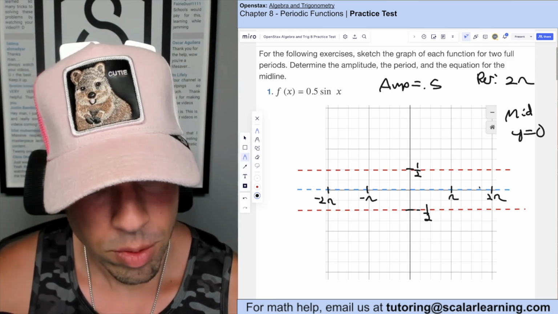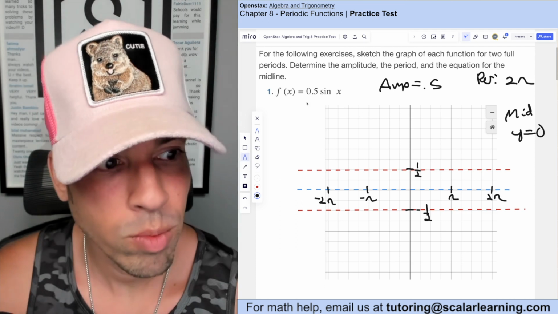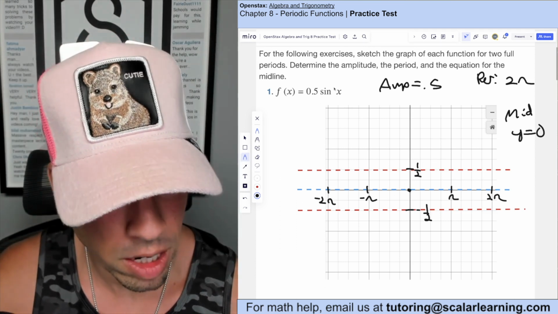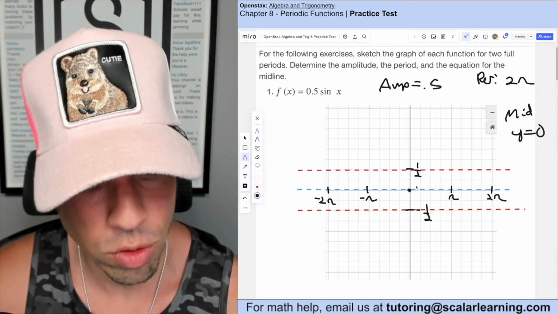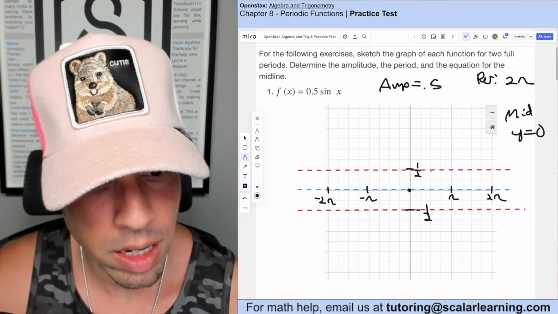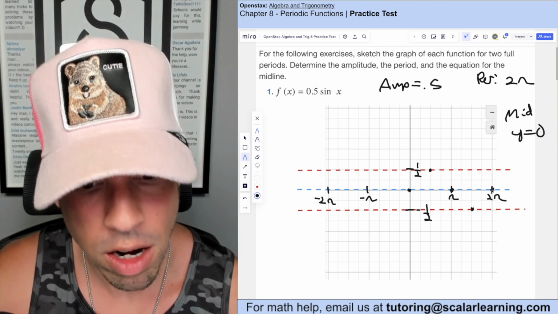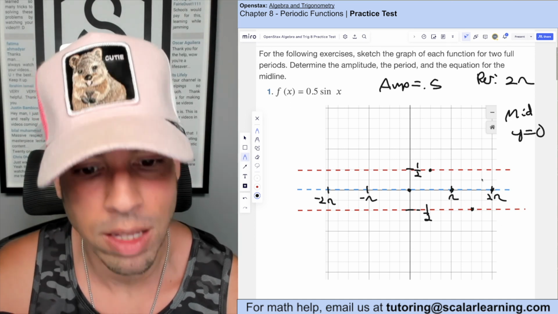And then we've got enough room for 2 nice periods. And then we have sine. Sine always starts right here at the origin without any modifications. There's no phase shift, there's no vertical shift, so it's going to start there. And then typically it goes up, then back down, and then back up. And it goes back to that starting point at the end of the period.